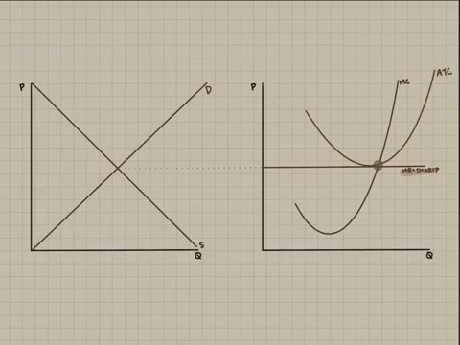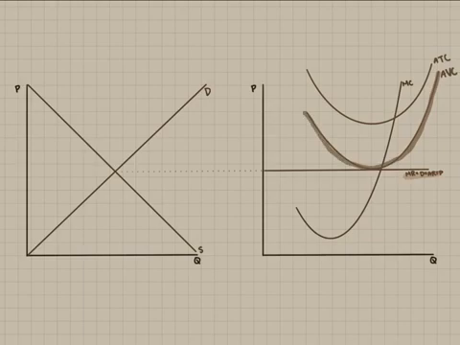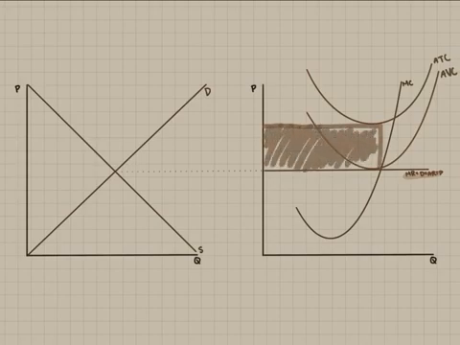Now let's look at how the shutdown rule would apply to a market. In this example here, ATC and AVC are being represented. AVC is this curve right here, and ATC is this curve right here. As you can see, ATC is above AVC. This firm right here is experiencing a loss. This is because their ATC is above their price, and so their total revenue is less than their total cost.